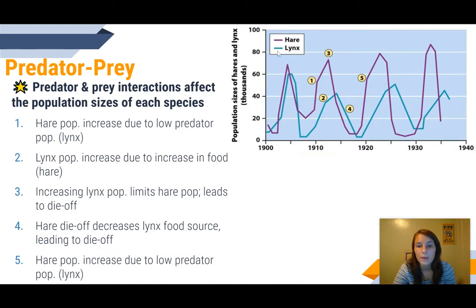Now, when we look at the lynx, I would estimate that their population number is probably going to be down closer to 30,000, because these are in thousands. So if we look at about 30, that's where it's fluctuating around. That would be my estimate of where the lynx carrying capacity is going to be.